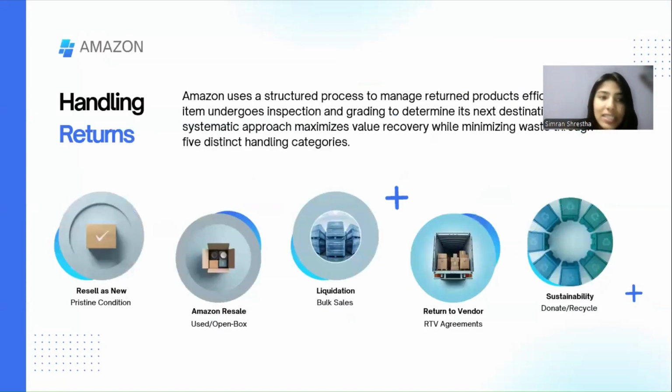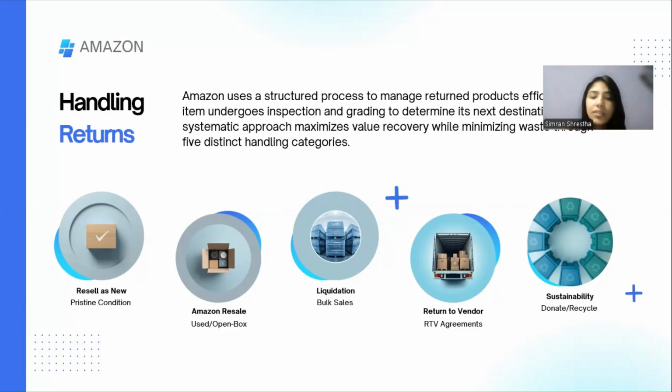So moving on to next slide, handling returns. After the products are returned, Amazon follows a highly structured and efficient handling process. The first step is inspection and grading. Each returned item is carefully inspected and examined to assess its condition and determine its resale potential. Based on this evaluation, products are sorted into different categories.